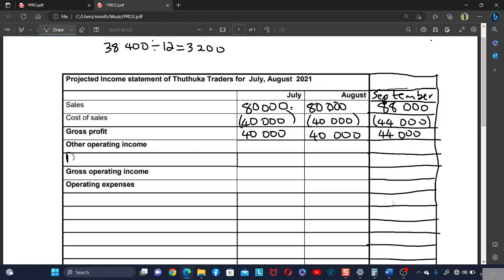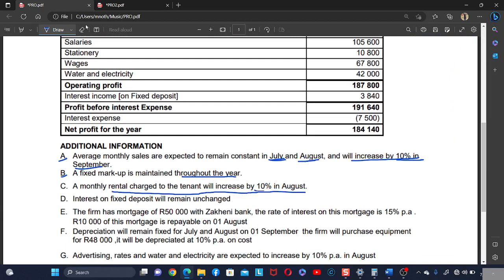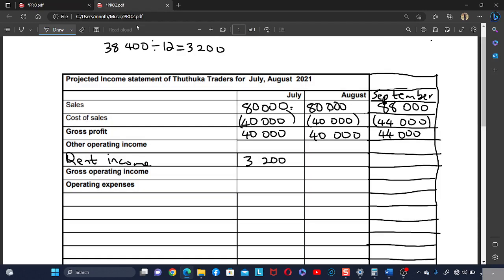So this means that the rent income, we know that the rent income falls under other operating incomes. Okay, so this means that the rent income per month is 3,200. But then in August, we are told that the rent income increased. The rent income will increase by 10% in August. So right now the rent income is 3,200 per month. But then from August, it will increase by 10%. So 3,200 times 10%, that is 320. So this means that from August, the rent income is going to be 3,520.